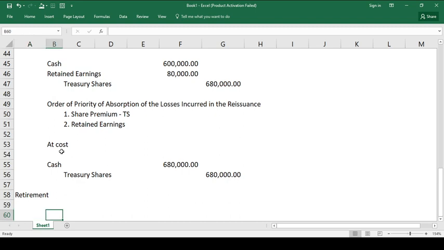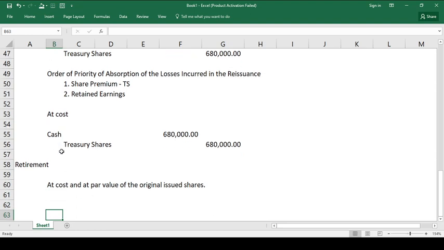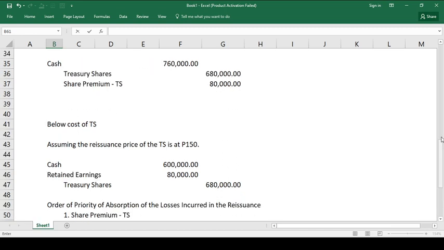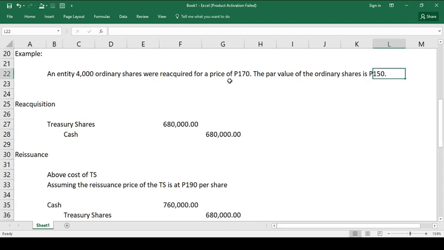Assuming, let's have the first assumption. Sir, what if the retirement happened at cost? At cost lang and at par value of the original issued shares. At cost yung treasury shares and then at par value of the original issued shares. Ibig sabihin ko po doon, once you retire the shares. Assuming the original par value, in connection with the example that I have posted on the reacquisition, take note what is the value of the shares. Originally issued, balikan natin sa taas, that is 150 and it was reacquired at 170.